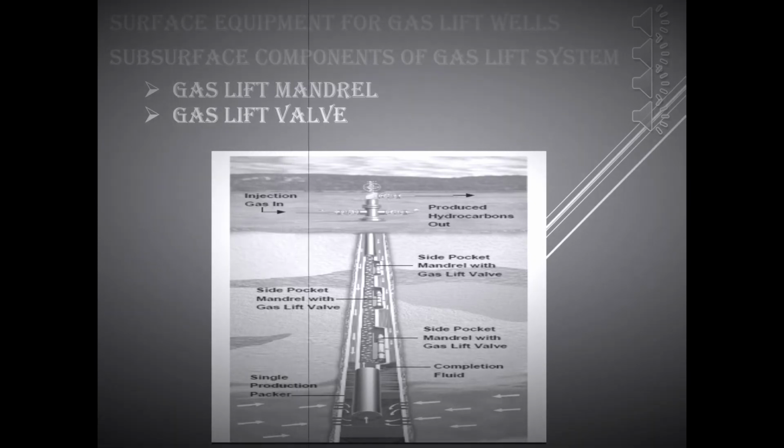There are two general types of mandrels in use, one for conventional or fixed valves and the other for wireline retrievable valves. In the conventional mandrel, gas lift and check valves are fitted onto the exterior side of the mandrel with the valve attachment lugs. In the wireline retrievable mandrel, the gas lift valve is housed inside instead of being on the outside.